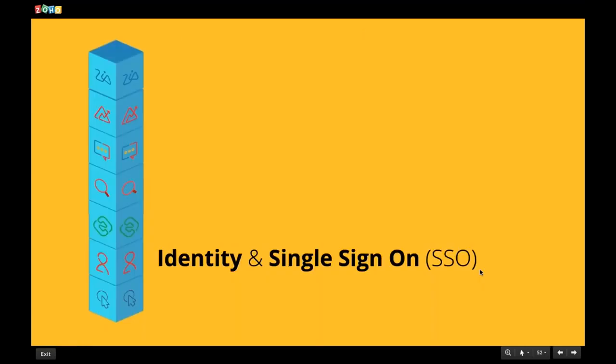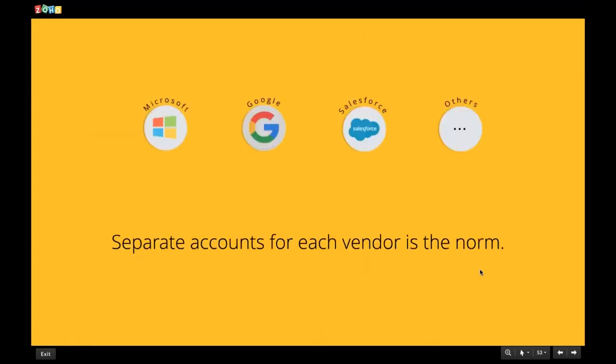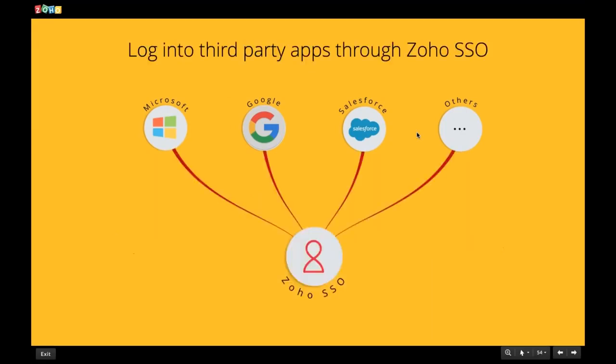So moving on now to identity and single sign-on. Typically you have separate accounts for each of these vendors, whether it's Microsoft, Google, Salesforce, whatever. And that means you're signing in and out of different things, and that can be quite annoying. Having a single sign-on point with Zoho can be super useful because now you just sign in once and you can log into all your third-party apps and you're good to go, ready to roll.